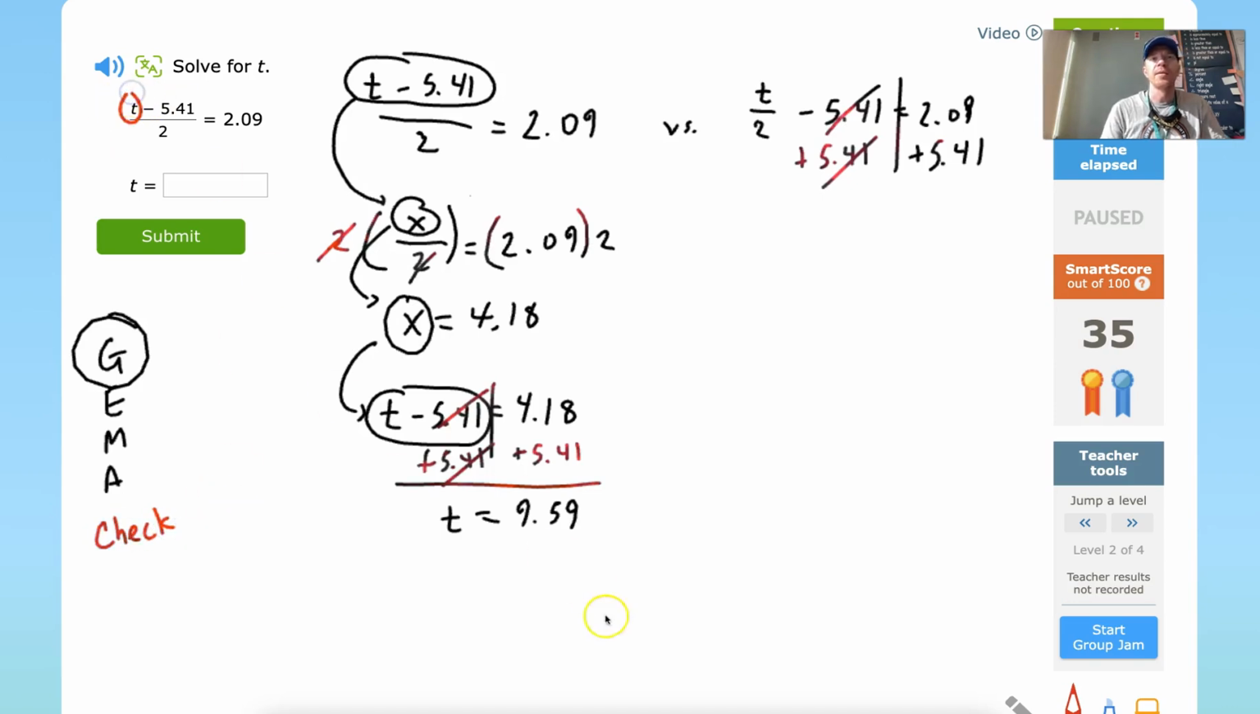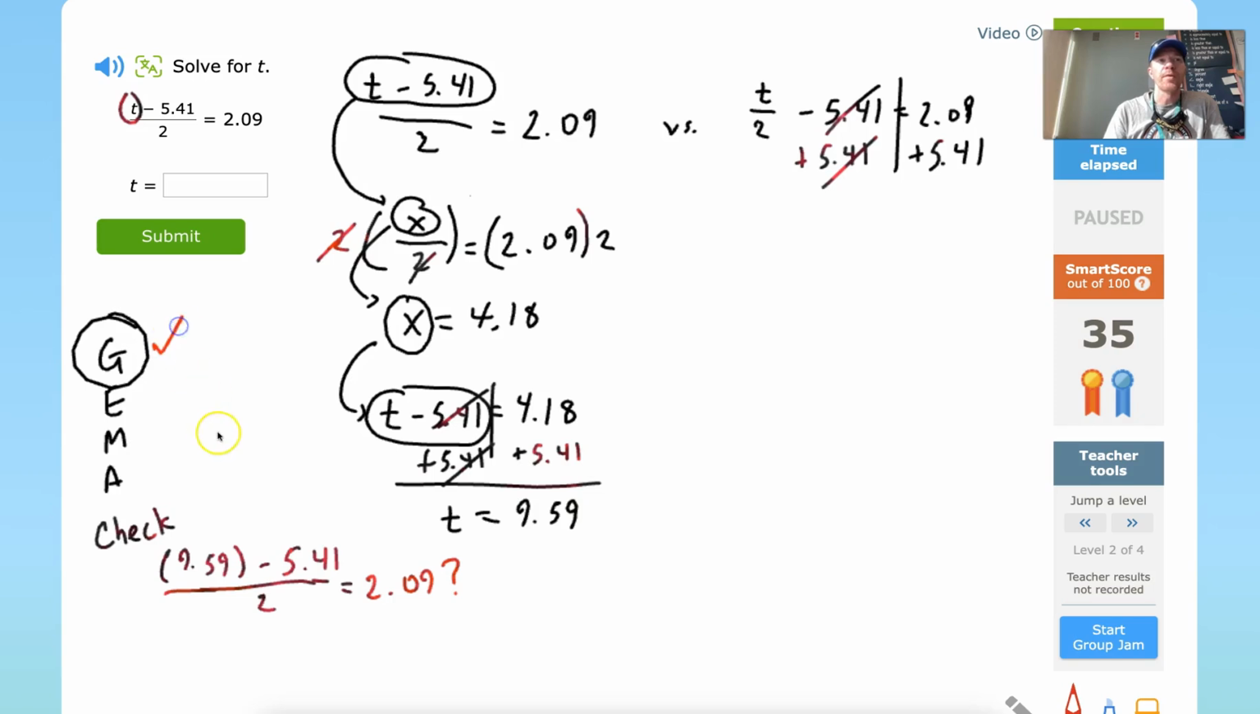So putting in 9 point, well, let me first of all check my calculation. Let me pause here. Okay, so I checked my calculations. They worked out to the numbers I had on screen. So now when we're doing the check step, going back to the original equation, remember order of operations. We have a group. That fraction creates a group on the top. So before I divide here, I need to do the subtraction.